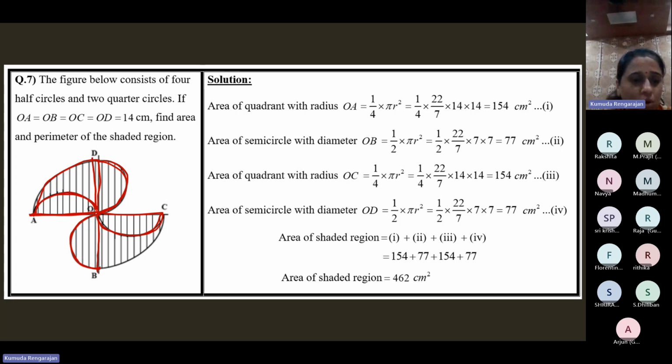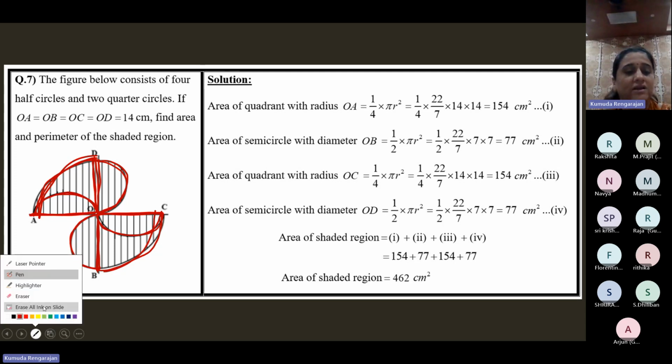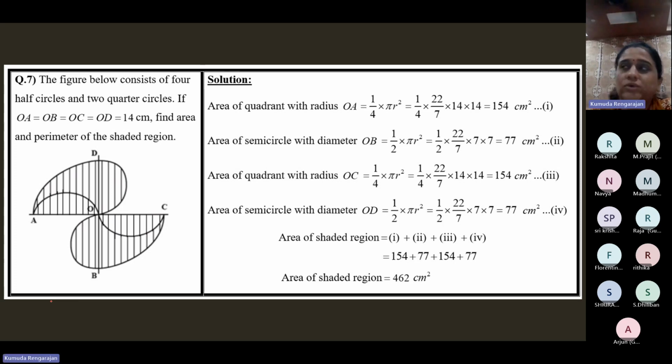OA and OD are the radii attached to the quadrant. Here, OC and OB are the radii attached to the quadrant. For the quadrant, OC, OB are radii. And for this quadrant, OA, OD radii. For the half circles or semicircles, the line segments attached to them are diameters. So we need to be careful while using the value of R.